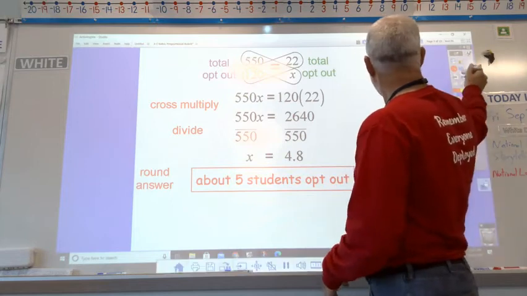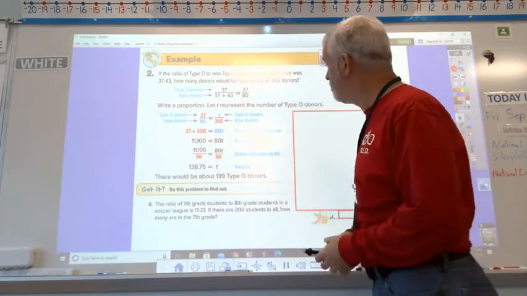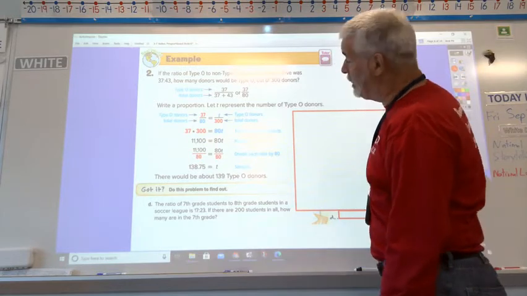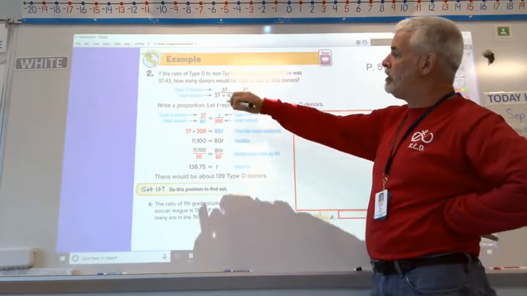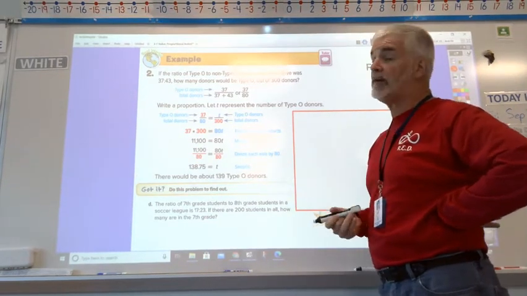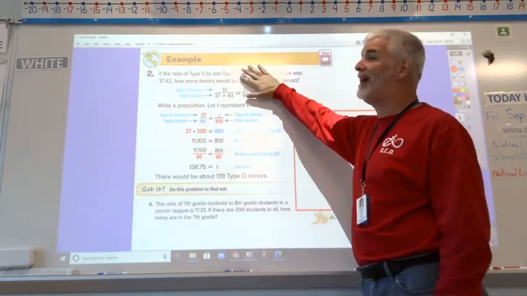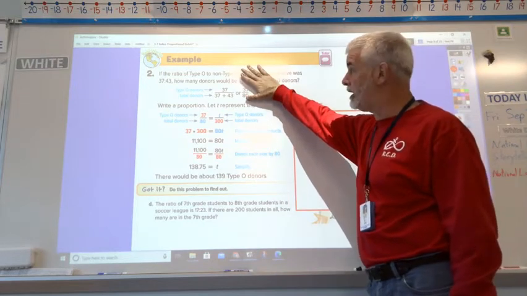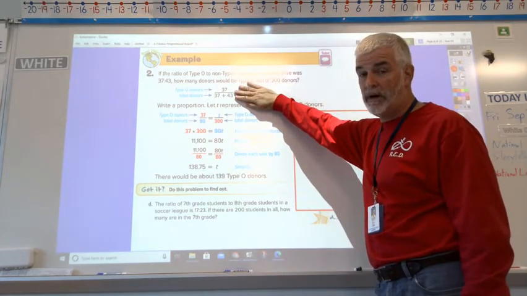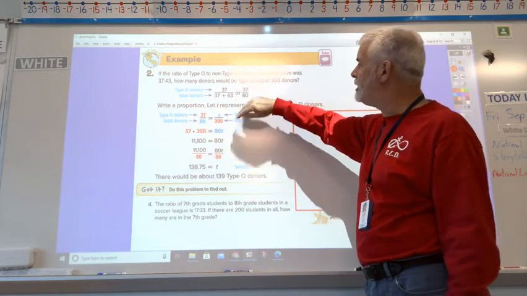All right, so let's go to the book now, to the examples that are done in there, and a couple of Got It problems in the book. I'm on page 57, and of course you should have your book open and following along. Here it says the ratio of type O to non-type O donors at a blood drive was 37 to 43. That means there's 37 type O blood donors and 43 non-type O blood donors. That's the ratio. How many donors out of 300 would you expect to be type O? Type O is a universal donor. I'm a type O.